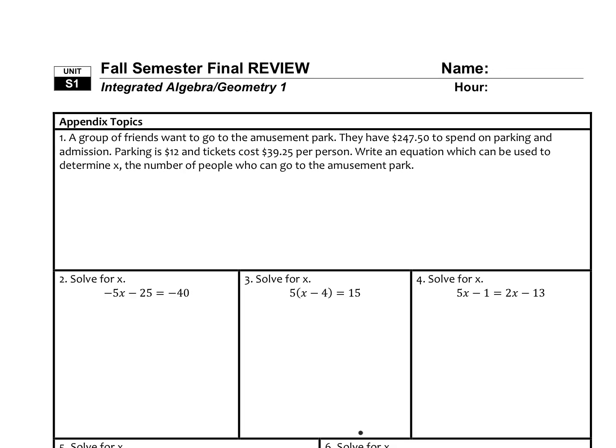Okay, so a group of friends want to go to an amusement park. They have a total of $247.50 to spend on parking and admission. Parking is $12. So what that means is no matter how many people you bring, parking's going to be $12. So that's your constant that you have to spend.